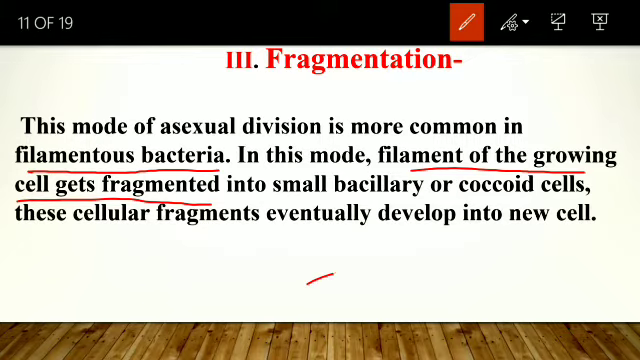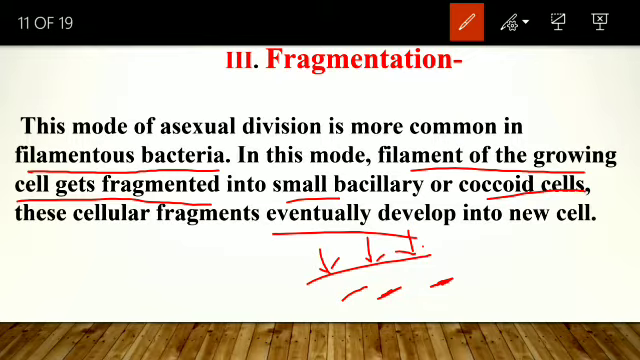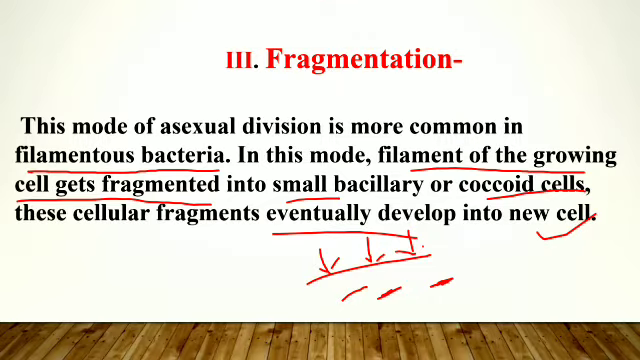For example, you just see this is a bacterial thread, and what happened? Fragmentation takes place here and here, here and here. Each cut will develop a single bacterium, fragmented into small bacillary or coccoid cells. These cellular fragments eventually develop into a new cell. This is what is called fragmentation.